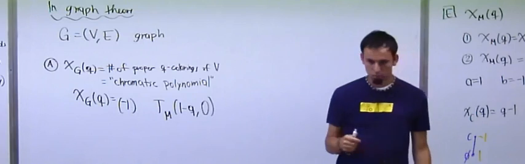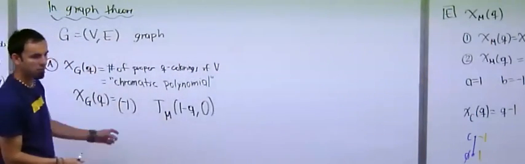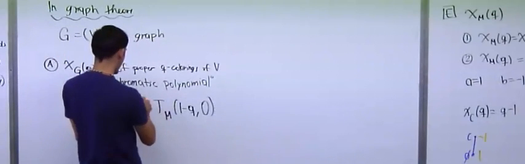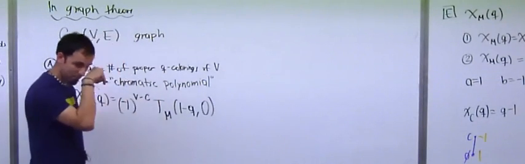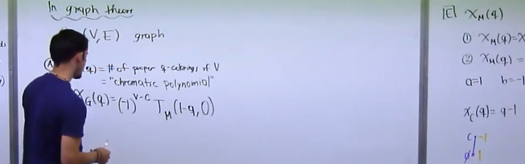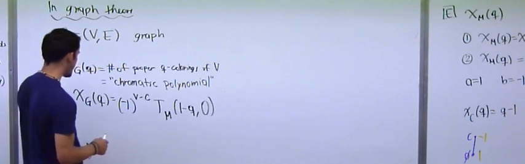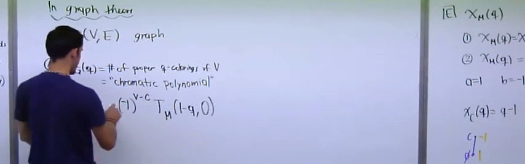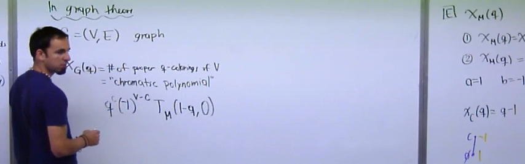Then we want an R of M. I want the rank, which for a graph is the number of vertices minus the number of connected components. But I'm a little bit worried. I think I want Q to the connected components. This is what you guys proved.